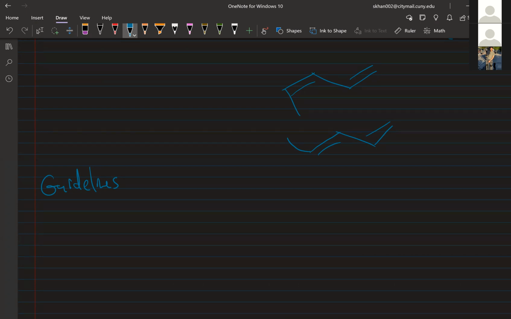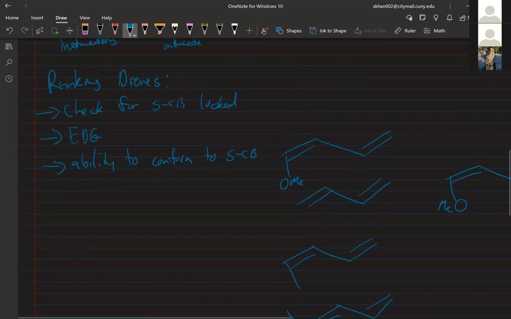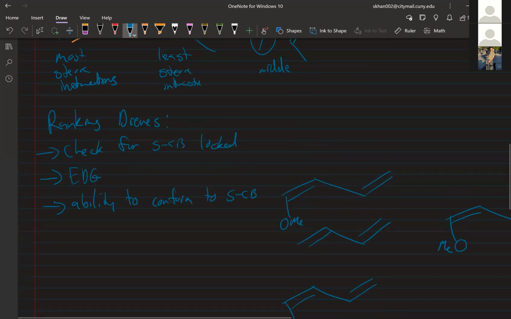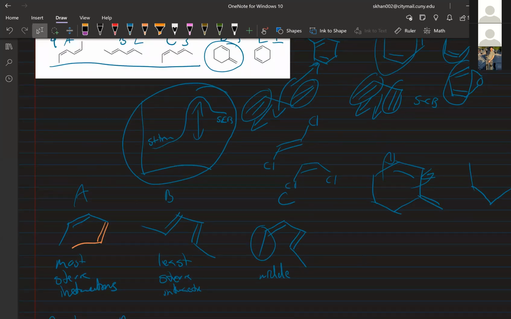It's a good point you brought up, but just work out the logic. So what would make it less reactive or more reactive? What do you think? I think we make it less reactive then. Exactly, right? Jared said, what if he puts an electron withdrawing group? Automatically, anything with the electron withdrawing group is going to get much less reactive, right?